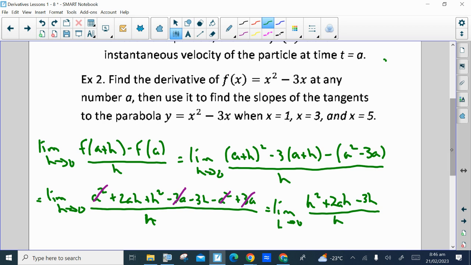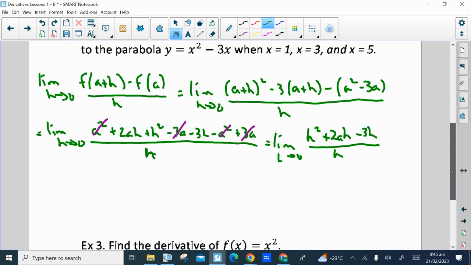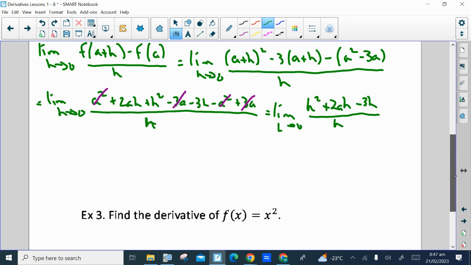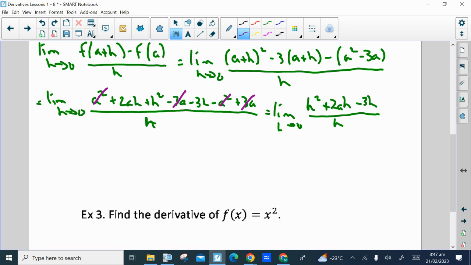And now all terms have a factor of h in it, so I can divide everything by h, or I could take out a common factor of h and I'd get the same thing in the end. I would cancel the h common factor on top with the h on the bottom, but again, because all the terms have a factor of h, I can just divide each term by h, and that'll give me h plus 2a minus 3 all over 1, because you divided everything by h.